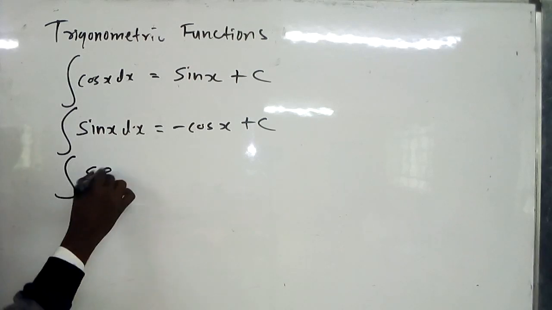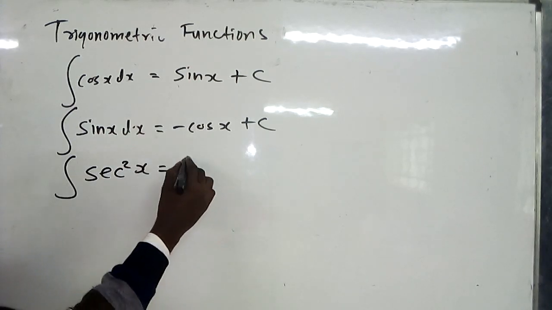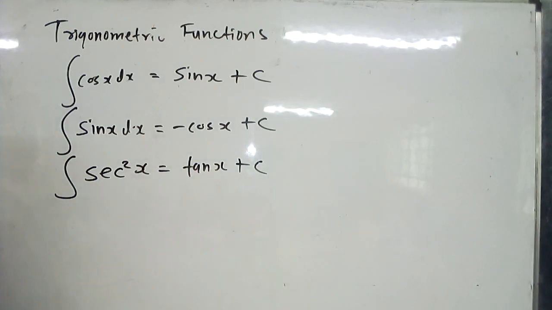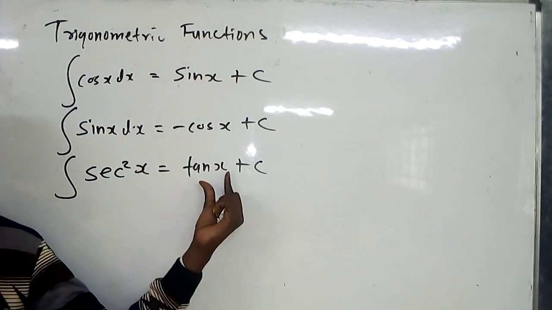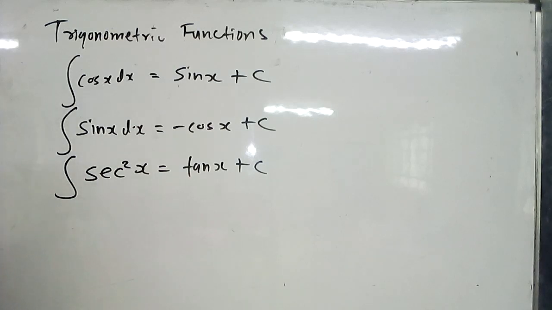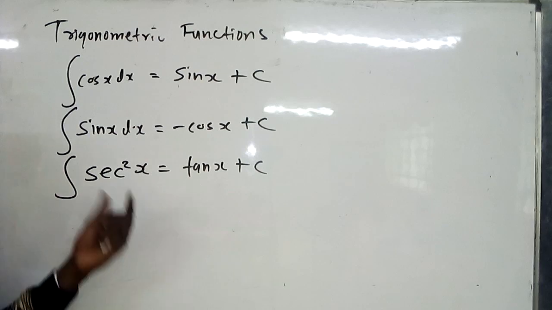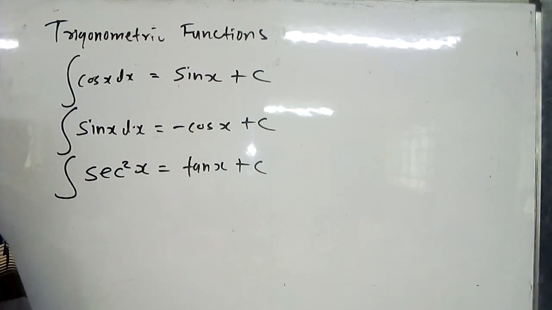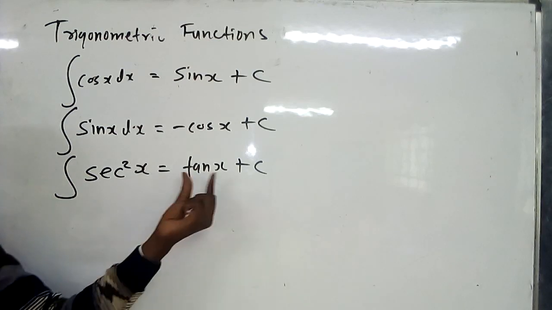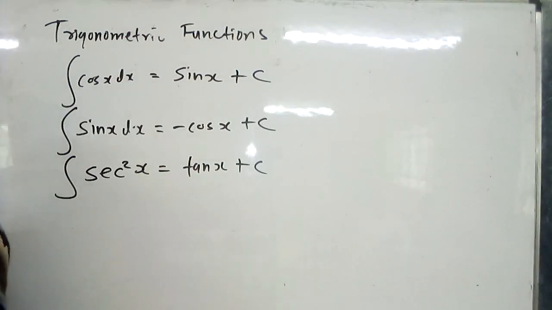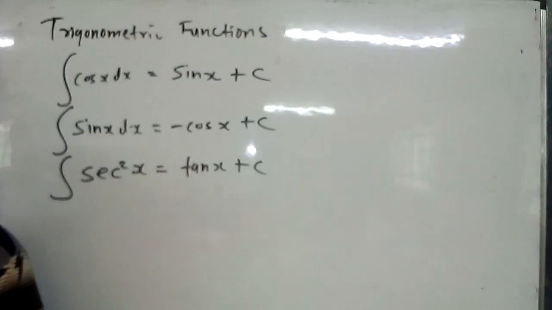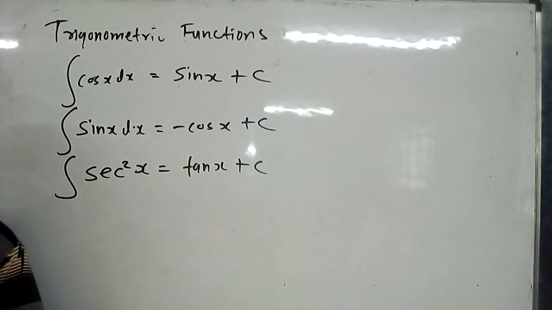Then if you integrate sec squared x, what do you get? Tan x plus c. Because you can remember, when you were differentiating tan x, you were getting sec squared x, isn't it? So it means now when you are integrating sec squared x, you are supposed to get tan x. Because in differentiation, when we differentiated tan x, we got sec squared x. So when we integrate this sec squared x, we are supposed to get back to where we were, isn't it? Are we together?